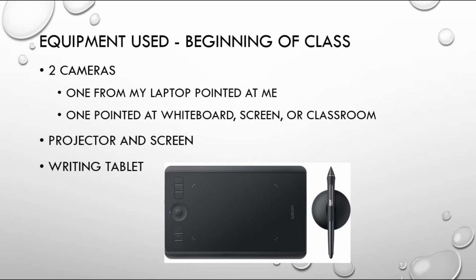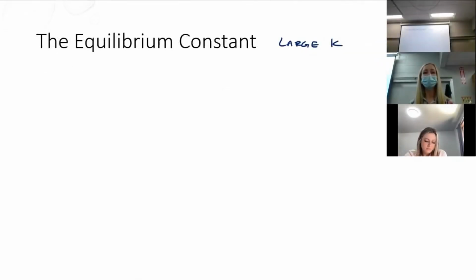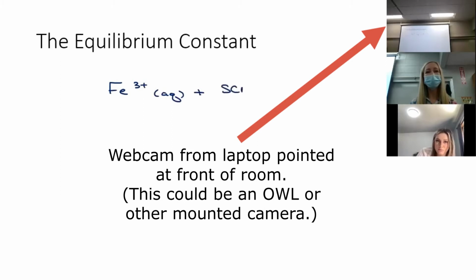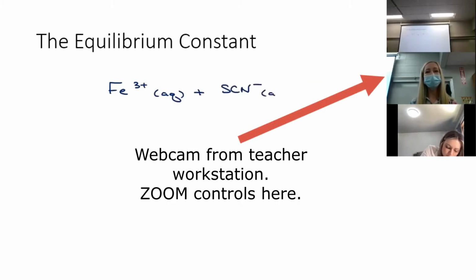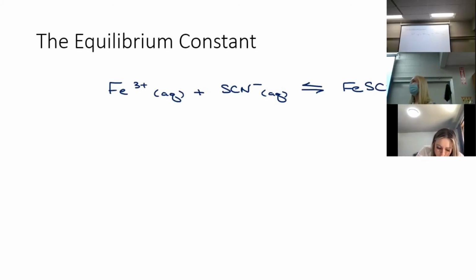We're going to need an equation. So this is the equation we're going to use in our lab. We are going to take Fe3+ ions in aqueous solution, and we're going to combine them with SCN- ions in aqueous solution. And we are going to create an equilibrium reaction where we get FeSCN2+, and it happens to be an ion in aqueous solution. So this is going to be our reaction, our equilibrium reaction.